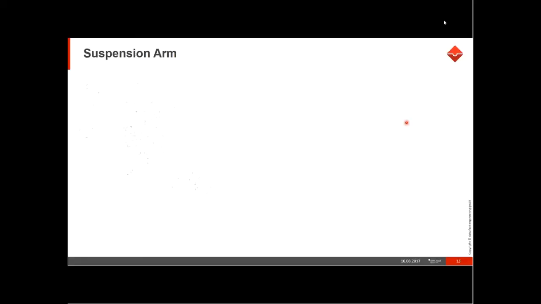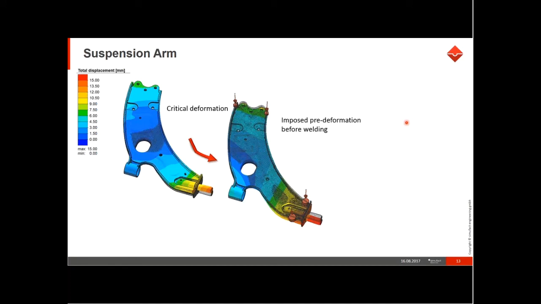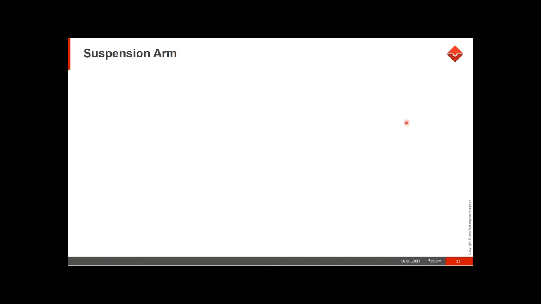Okay, so to wrap this up a little bit, they had a critical deformation, then they used an imposed pre-deformation before the actual welding of the second part, and then they get an improved deformation after welding. So this is an example for using multi-stage assembly simulation with our software. Then we come to another part and a completely different background.